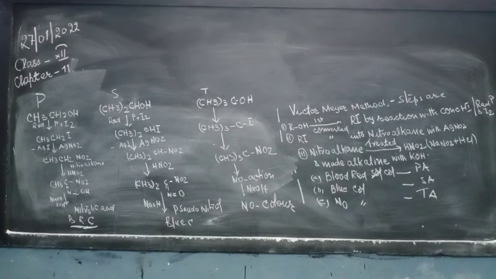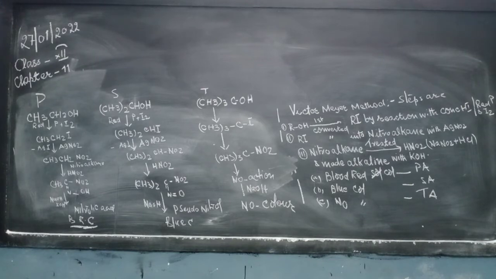What is the blood red color? It is due to nitric acid. Why is the blood red color obtained? It is due to the formation of nitric acid. I repeat, please be serious.